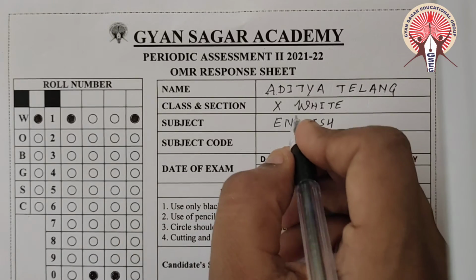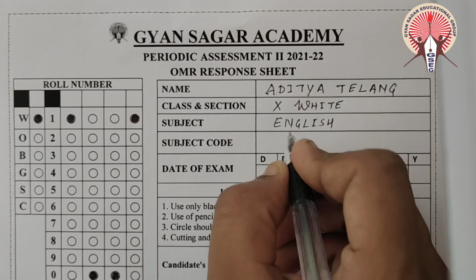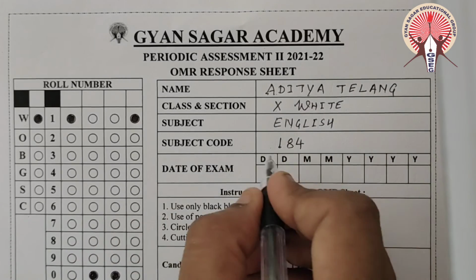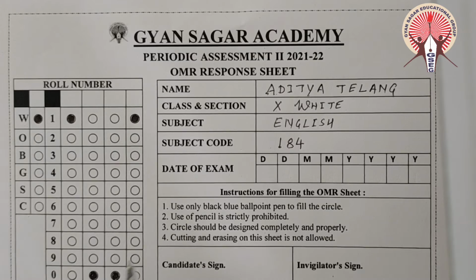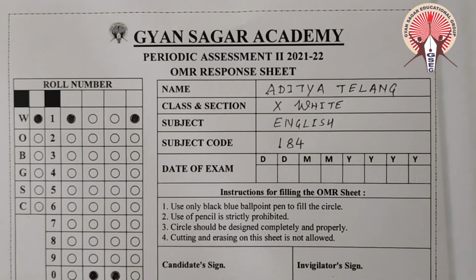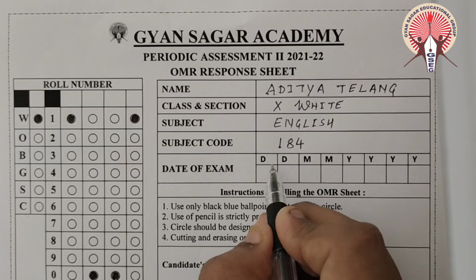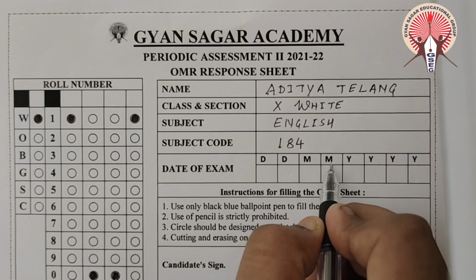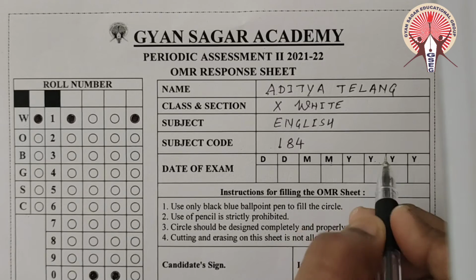Then subject code. For English, the subject code is 184. I know it, that is why I am writing 184 for class 10th. If you don't remember, you will get the subject code from the board. You can copy it down from the board on the day of your examination. Then you can see D is written, M is written, Y is written. D is for date, M is for month, and Y is for year.